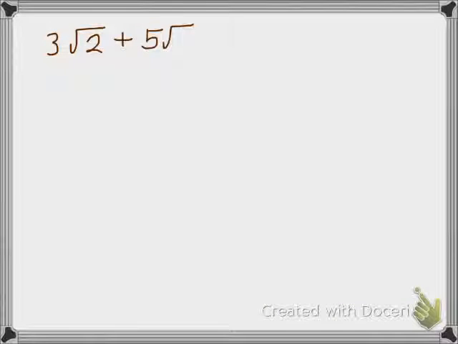Now I'm going to work on number 26, but before that, let me show you this quick example. 3 square root of 2 plus 5 square root of 2. Because they both have the same square root, then you get to work with the front part. What's 3 plus 5? Well, that is 8. So it just becomes 8 square root of 2.